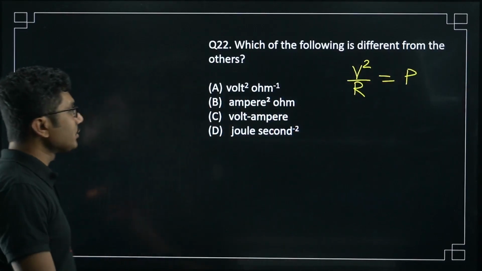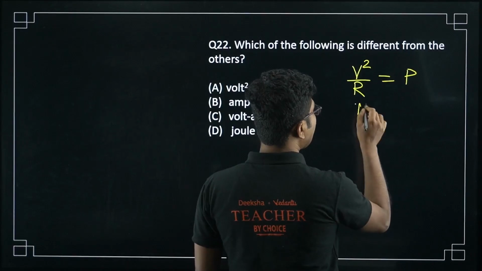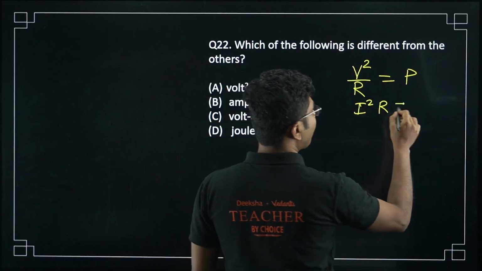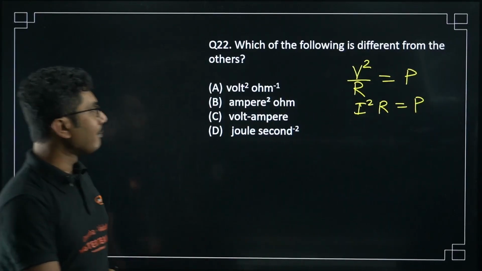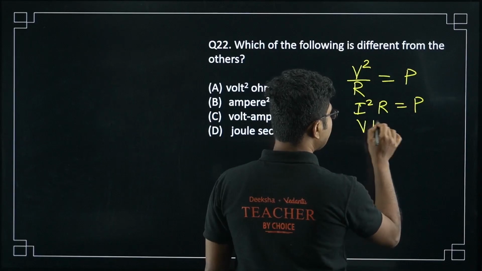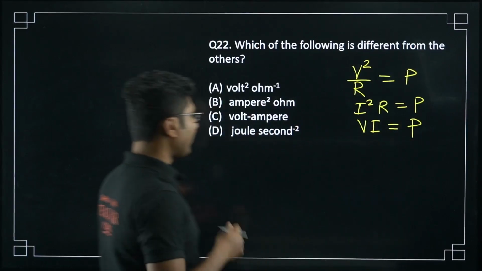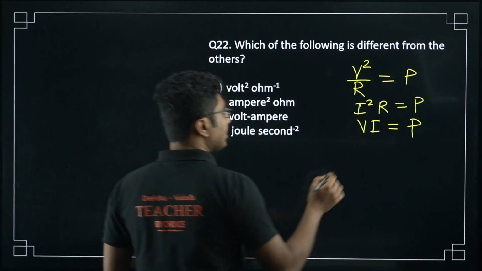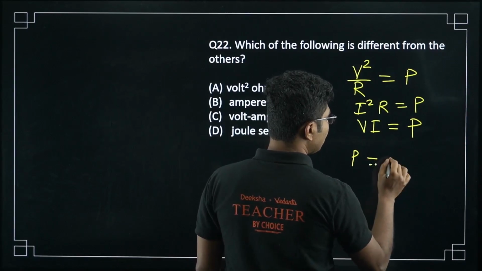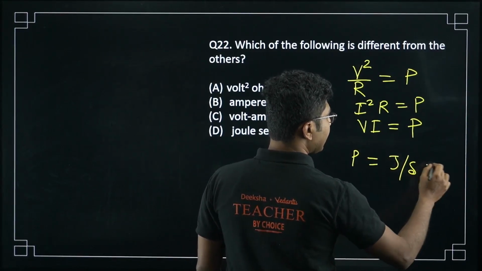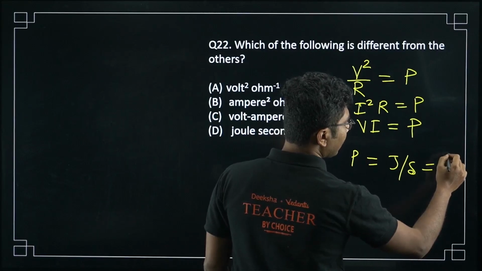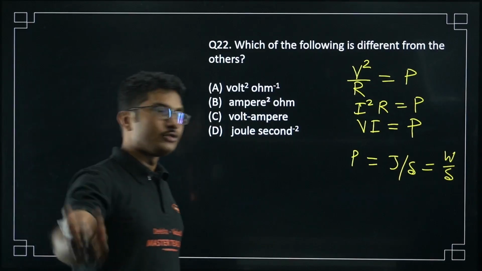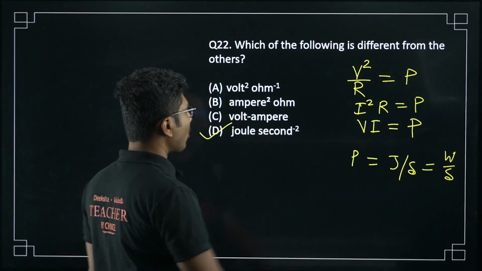Now let's see, ampere square ohm. Ampere square is current square, and resistance is ohm. Here it is multiplied. Again it's a unit for power. Volt ampere, volt is V, ampere is I, so again it is a unit of power. Now joule second inverse is not a unit of power, because the unit of power is joules per second, work done divided by time, not joules per second inverse. This is the wrong answer.